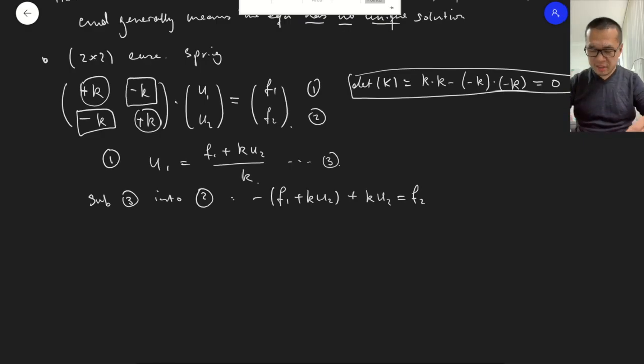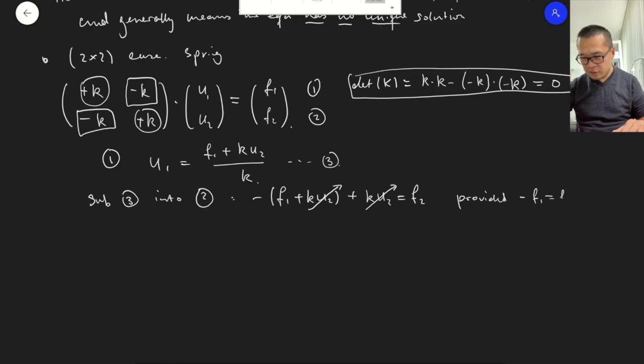Now straight away you can see that this k u2 will cancel out each other. That means no matter what the value of u2 is, the equations will still hold itself, provided minus f1 equal to f2. And that's what we want, because the whole thing is balanced. So the two forces must be equal in value but opposite in direction. Now because u2 can take any value, u1 can also take any value you want. Now in this case, the problem is undetermined.